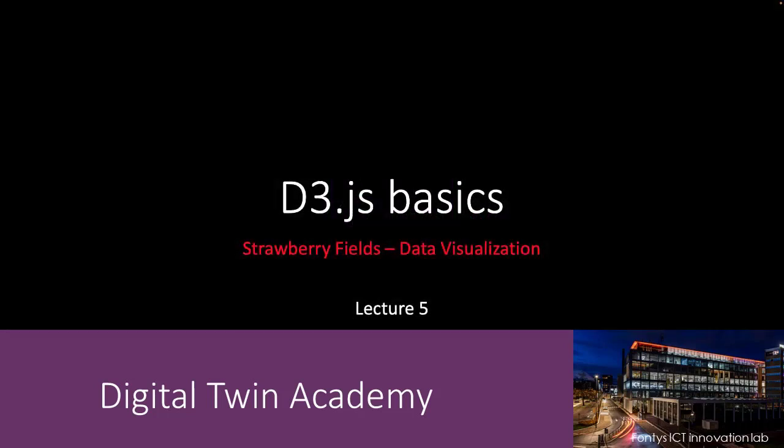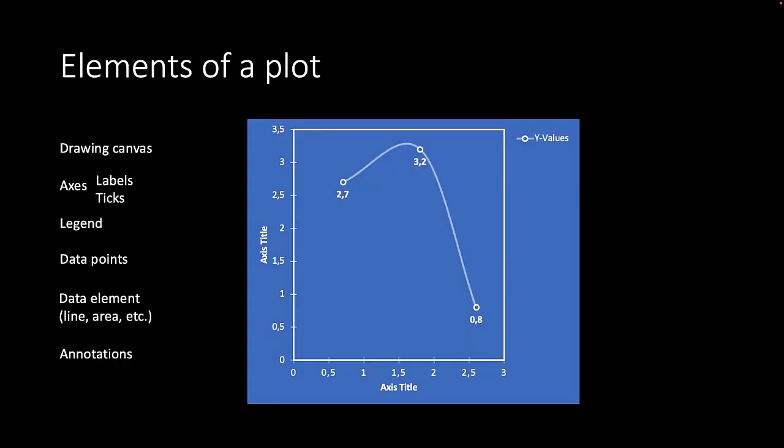Welcome to Lecture 5. To start with D3js, you first have to understand the basic elements of a plot or chart. First, we have a drawing canvas, which is the region in which we will draw the chart. Then, we have axes, and these have labels, and ticks with labels, which are these lines with numbers.